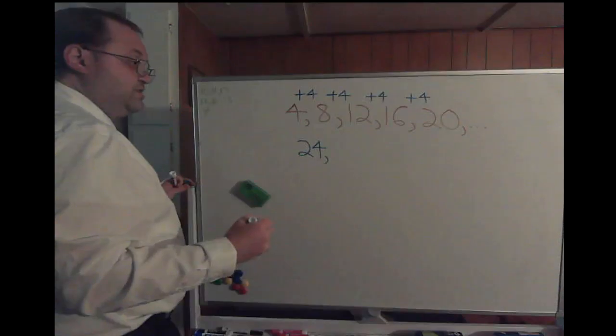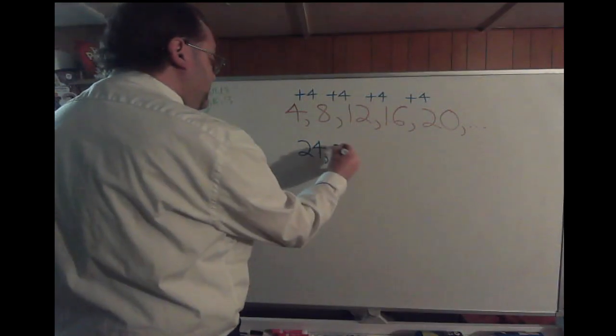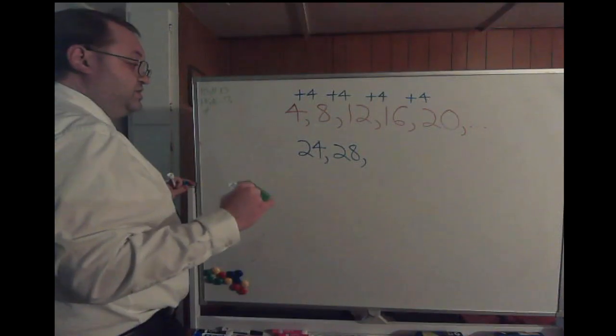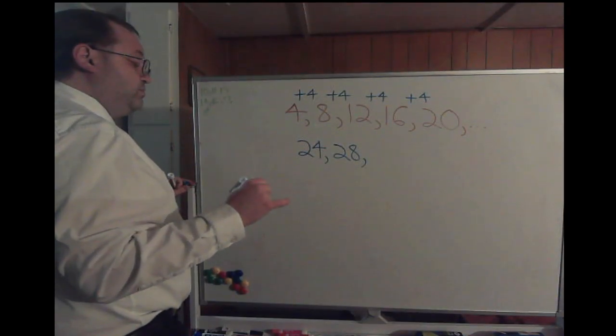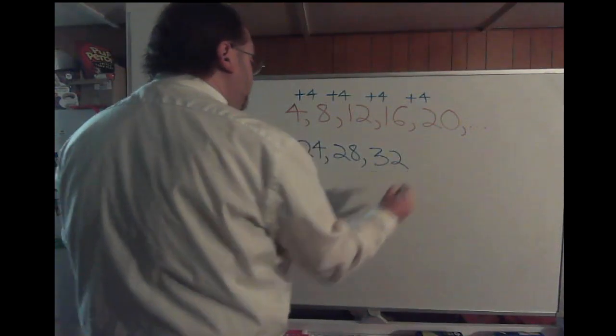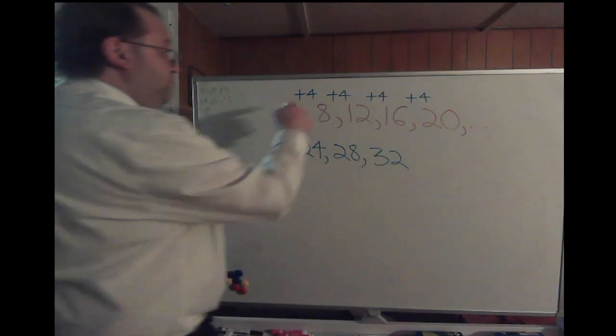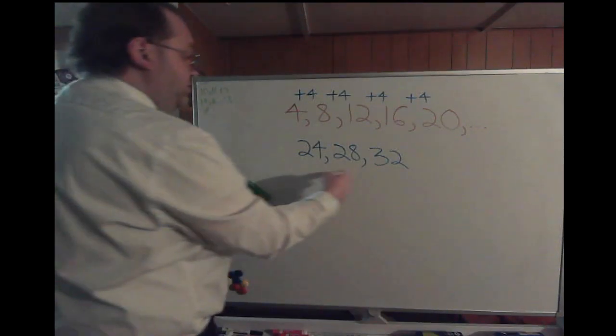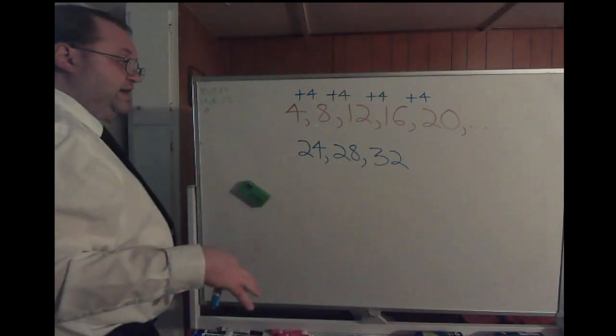Well, to find the second term, just add 4 to 24, you'll get 28. Then they ask you to find a third term. The third term, which would be adding another 4 to 28, that'll give you 32. So based on the pattern of plus 4, plus 4, plus 4, you'll get 24, 28, and 32 for your very next numbers.